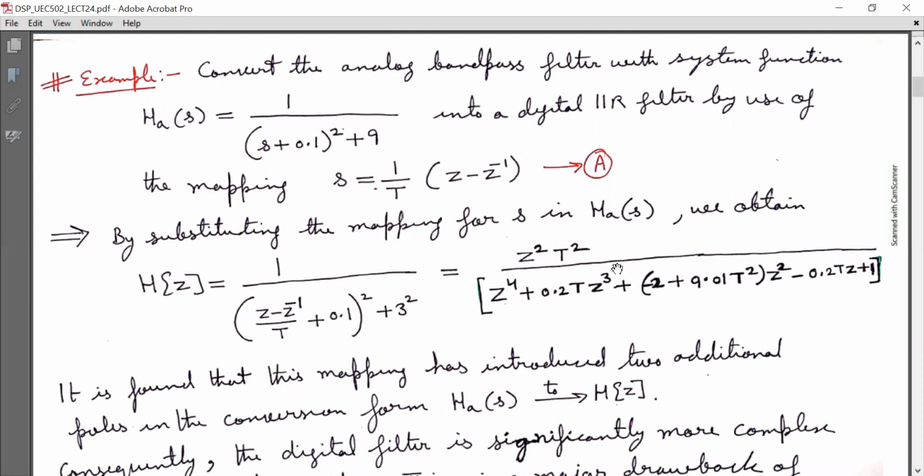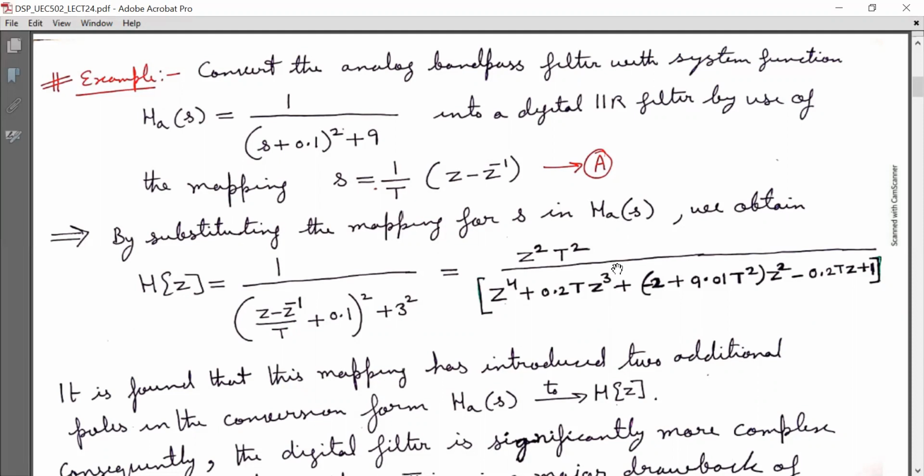approximation of derivative. Here the example is: convert the analog bandpass filter with system function H_a(s) equal to 1 by (s plus 0.1) whole square plus 9 into a digital IIR filter by use of the mapping s is equal to 1 by T bracket z minus z inverse. Mark it as equation A.